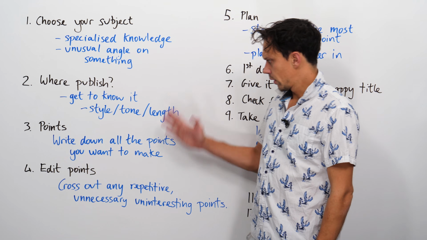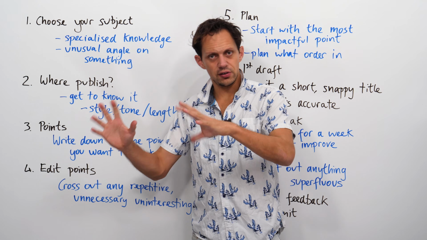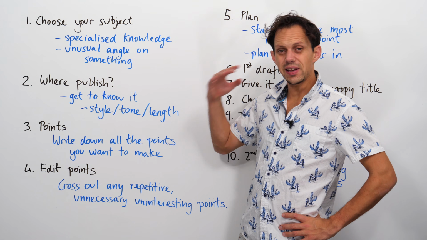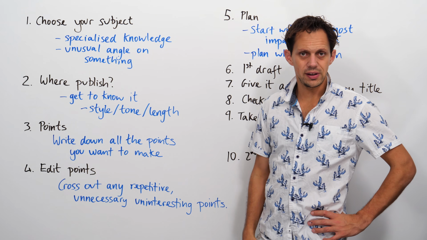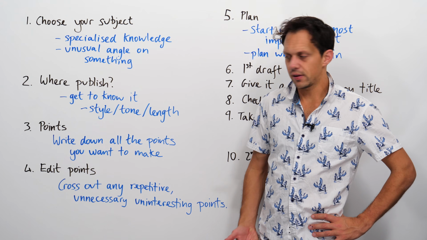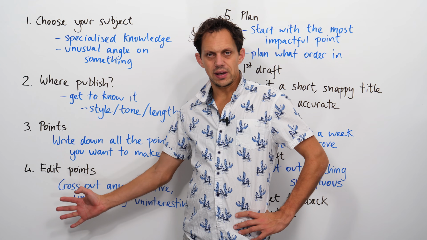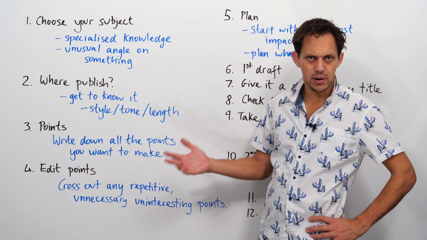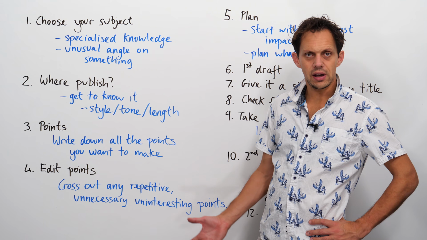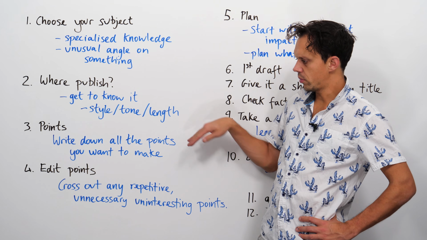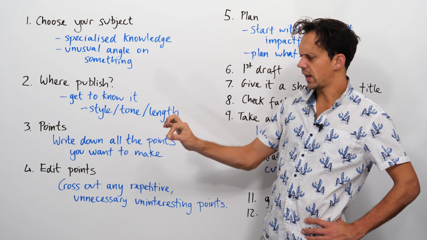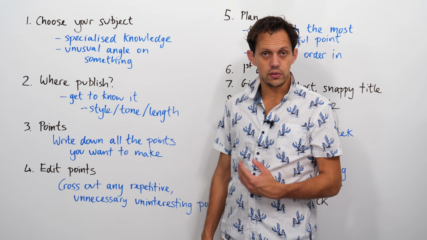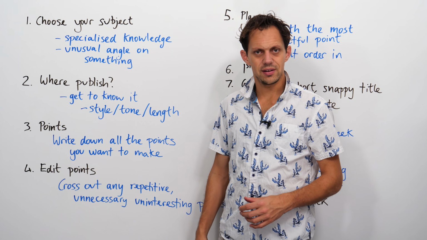Then you need to brainstorm your points, and I've got a separate lesson on brainstorming, but just write down all the things that you could possibly say about this topic. And then it will be a case of crossing out anything that's repetitive, unnecessary, uninteresting. Nope. Ooh, this is interesting. That's interesting. And then maybe expand on the ones that you think pop out as being interesting.